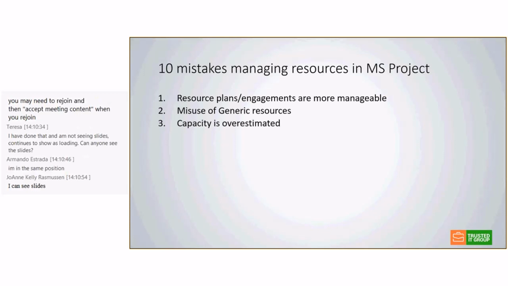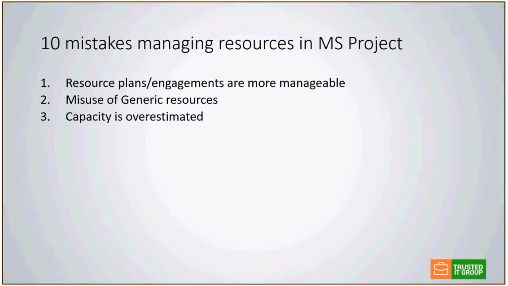Number 3 would be capacities overestimated. So the capacity meaning how much time do we have, or how much time does a particular resource have over the course of a period of time.